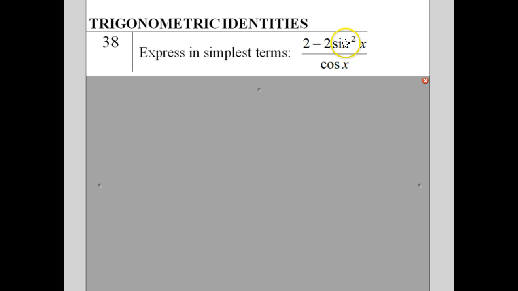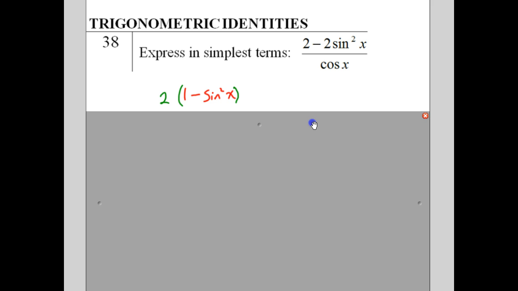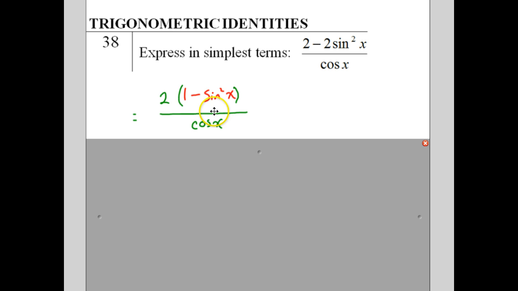However, there is a square in this term, so I'm thinking I'll probably need to make use of a Pythagorean identity. So I'm going to factor the 2 out of the numerator. Okay? Factor that 2 out. Now, what I've got in red, hopefully, is something you recognize. 1 minus sine squared x is equivalent to cosine squared x.